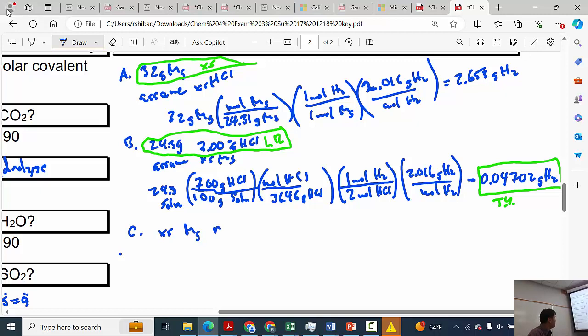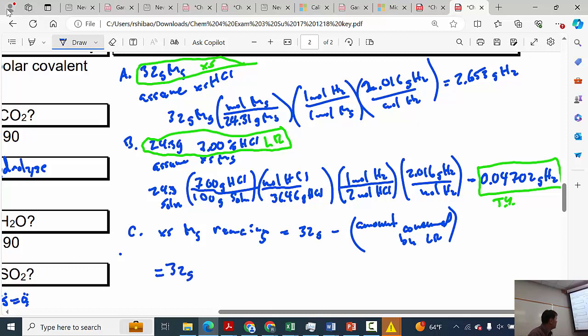Excess magnesium remaining. The excess magnesium remaining is equal to the initial amount, 32 grams, minus the amount consumed by the limiting reagent. So this is going to equal 32 grams, the initial amount, minus the amount consumed by the limiting reagent. The amount of limiting reagent is 24.3 grams of solution. And then we know that for every 100 grams of solution, we have 7 grams of HCl.